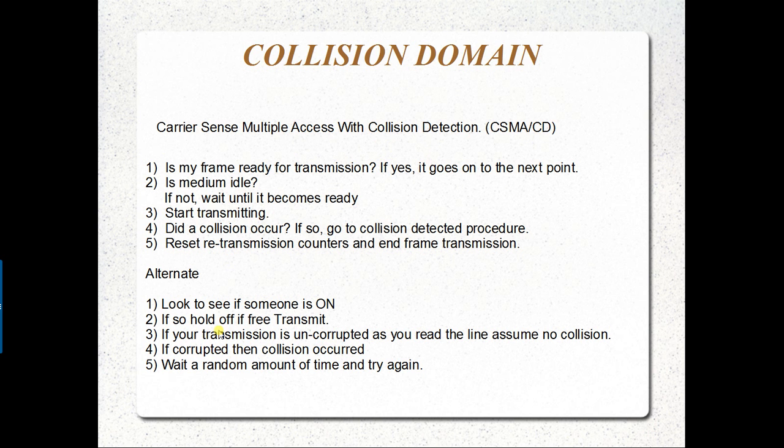But if you looked up CSMA/CD, you would see a few different examples of the algorithm. I'm not going to read these to you. I like the looks of this one. The PC looks to see if someone else is on in the broadcast domain. If so, he holds off. If not, then he's free to transmit. If the transmission is uncorrupted as he checks the line, then there was no collision. But if the message was corrupted, then a collision occurred. So we would wait a random amount of time and try again.